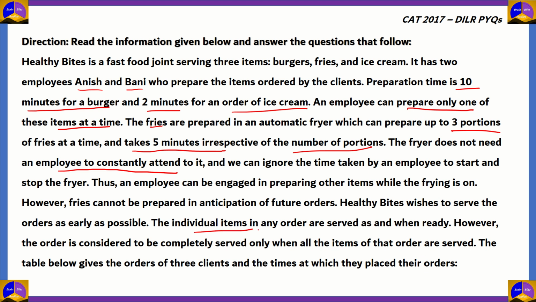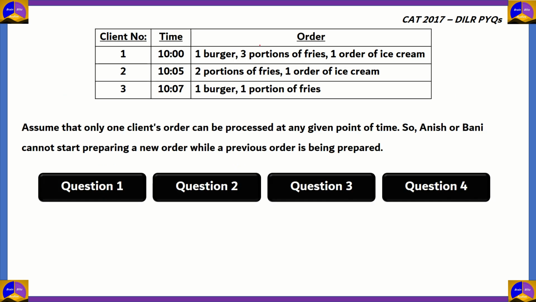Now, individual items are served as and when ready. However, order is completely served only when all of the items are served. Now, I just highlighted this information because it's really important when we start solving the questions. Now, when we look at client 1, the order time of client 1 is 10 a.m. We're considering it to be 10 a.m., of course. So at 10, client 1 ordered a burger, 3 portions of fries, and 1 order of ice cream.